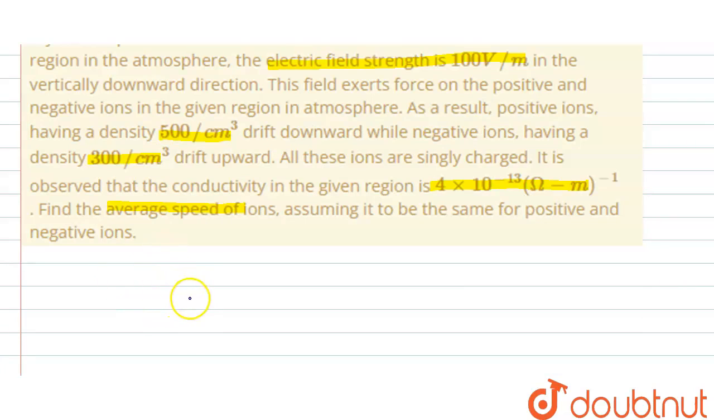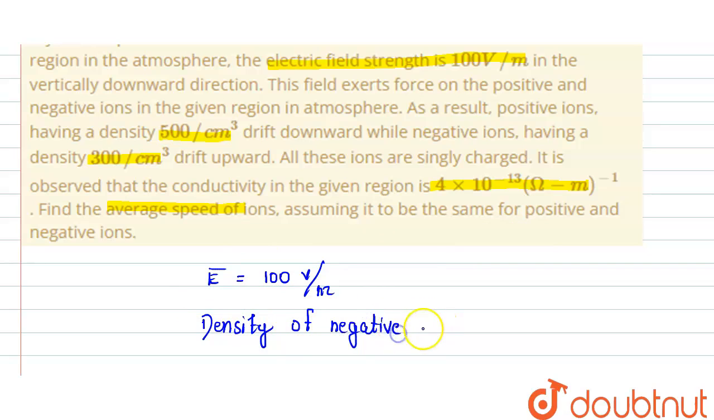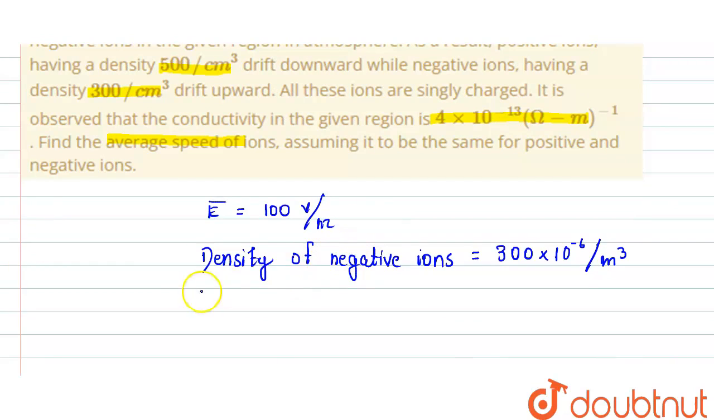So here the electric field is given as 100 volt per meter. From the question it is clear that the average speed of ions is the same for both positive and negative ions. So for convenience, we are taking the density of negative ions, which is given as 300 per centimeter cube. Converting into meter cube, it will be 300 into 10 raised to minus 6 per meter cube. So this will be the density of negative ions.